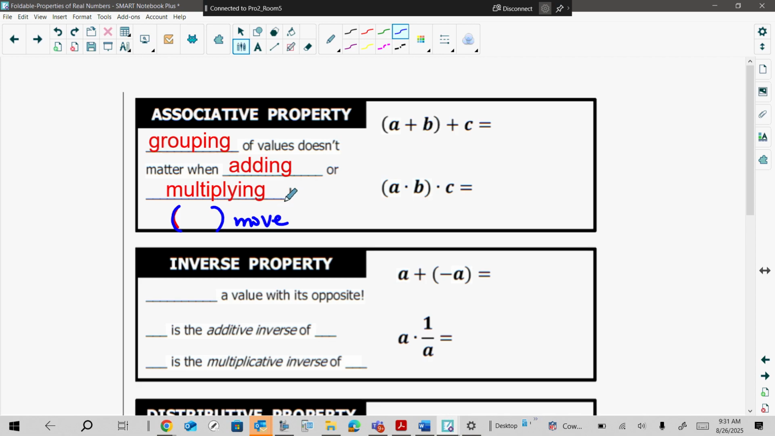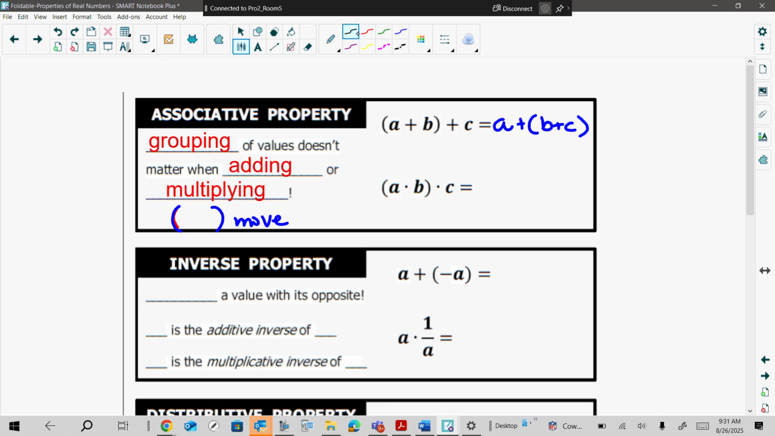Did you fill this in already? So we have A plus B grouped, that's the first two terms. Then we're going to add C. Instead of grouping the first two, I'm going to move the parentheses and group the last two. So this is going to equal A plus, and now grouped in parentheses, B plus C. See how my parentheses moved from the left side of the equal sign to the right side.